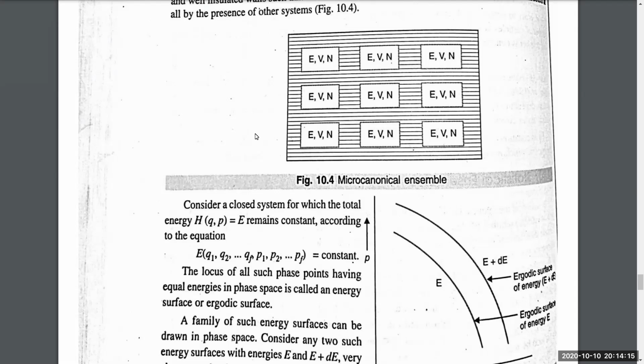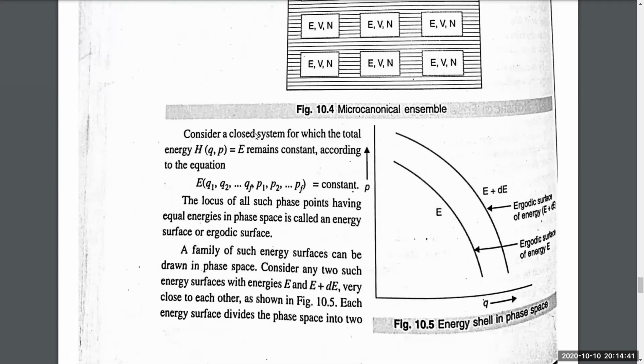The momentum is considered, as well as another Lagrangian coordinate q. The energy is a function of q and p, generalized coordinates, as we use in Lagrangian mechanics. We have studied that well. So the energy E is constant. Now, according to the equation, E as a function of q1, q2 till qf, p1, p2 till pf equals constant.